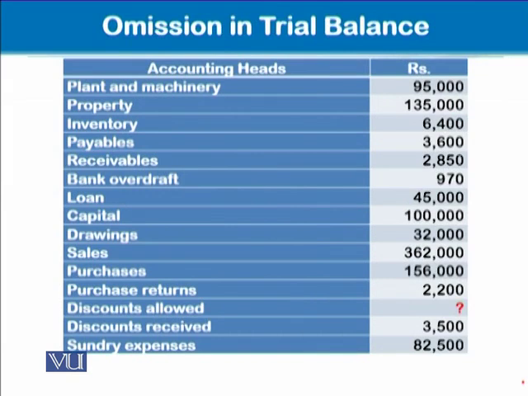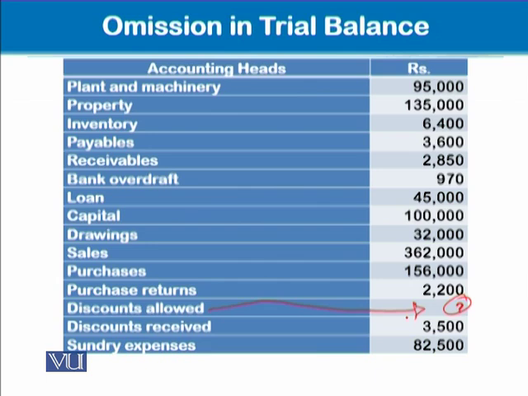She has extracted these balances of the ledger accounts. You can see there is plant and machinery, property, inventory, payables, receivables, bank overdraft, loan, capital, drawings, sales, purchases, purchase return, but she doesn't know how much the discount allowed figure is. Discount received is there and sundry expenses are also there.